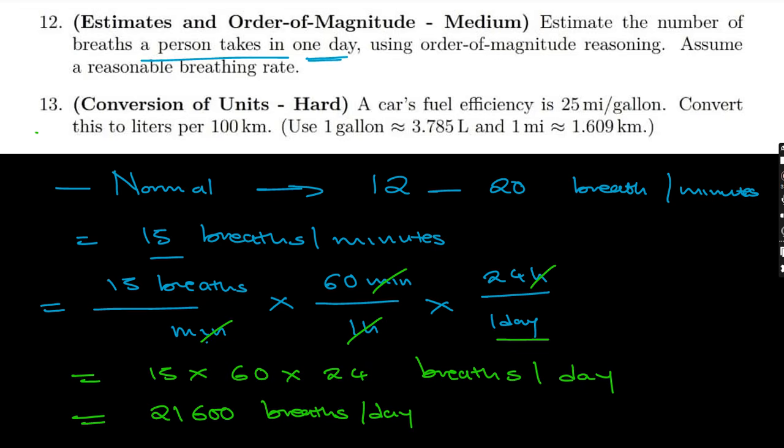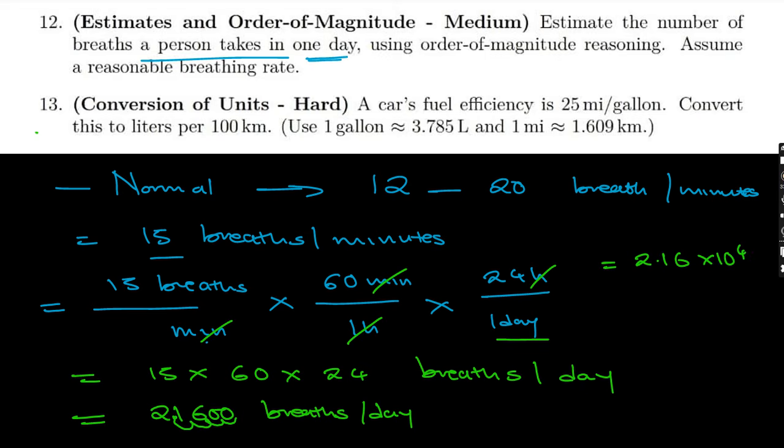Now the question is to find the order of magnitude. To find the order of magnitude, we are going to write this number in scientific notation. Here's what you are going to do: you press our point, you move it 1, 2, 3, 4, and our answer is going to be 2.16 times 10 to the power 4.